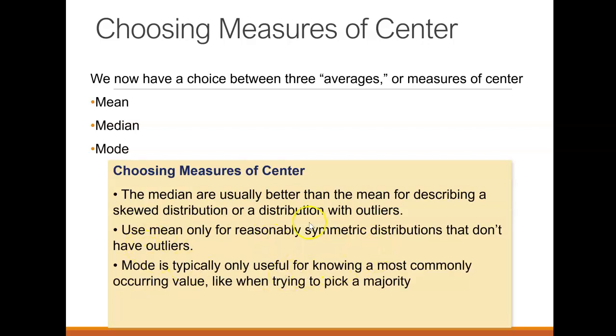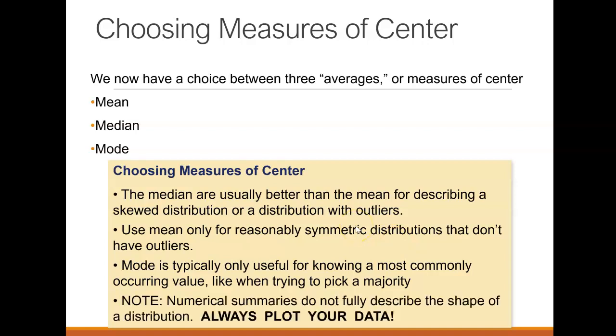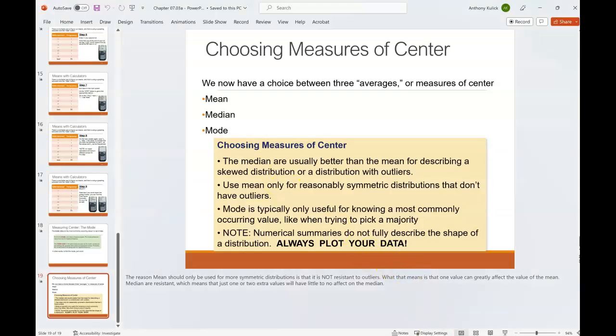Mode is typically only useful for knowing a most commonly occurring value, like when trying to pick a majority, or if you have a qualitative thing, right? If it's like favorite color, you can't take the average of purple, green, and red. That doesn't make any sense. You just say, okay, which one is the most frequently occurring? And again, numerical summaries do not fully describe the shape of a distribution. You should always plot your data, so either a stem plot or a histogram or whatever. That's that.